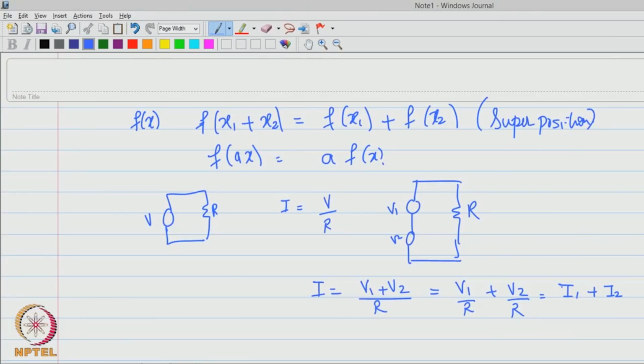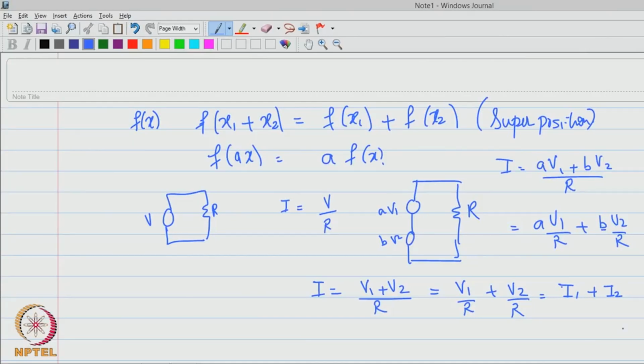How does homogeneity work? Instead of V1 and V2, if I replace them by some constant A and some constant B, the current would just be A times V1 plus B times V2 over R. That would simply be A V1 by R plus B V2 by R, and so on. So this is again the response with voltage V1 scaled by a factor A, added directly to the response, or the current, with the voltage V2 scaled by B, right. So this is an example of a linear system.